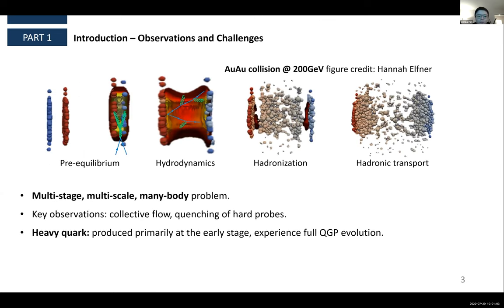So again, I believe you may have seen this plot multiple times during the past few days, which is a pipeline or time evolution of heavy-ion collision. And because heavy-ion collision is a multi-stage, multi-scale and many-body problem, it is very difficult to describe the whole collision process. The two key observations that made people believe in the existence of the QGP medium during the collision are collective flow and quenching of hard probes. And among those hard probes, heavy quarks are particularly interesting because they are mainly produced at the early stage of the collision, so they will experience the full QGP evolution.